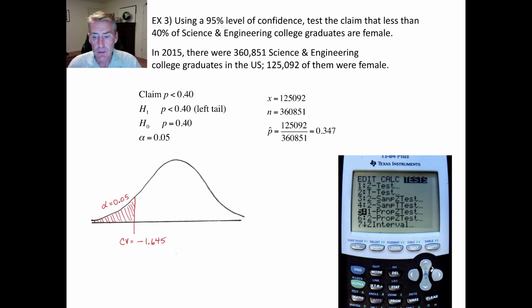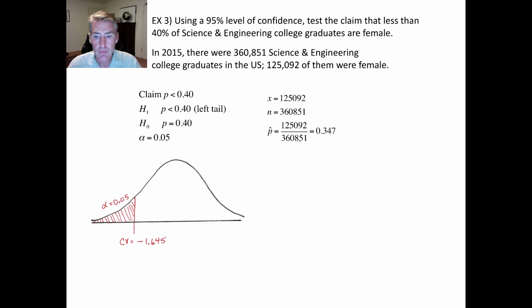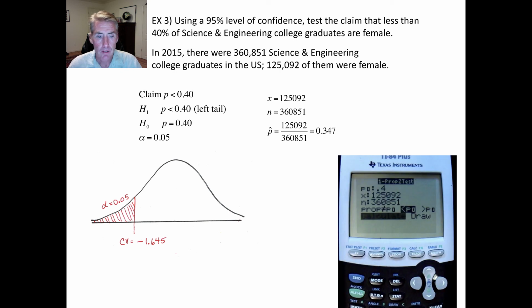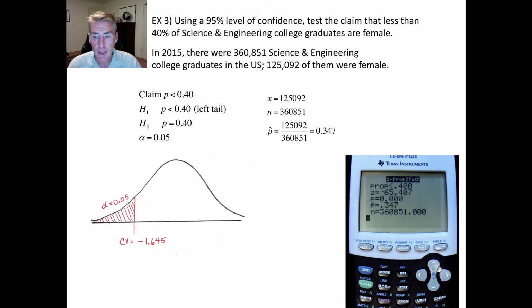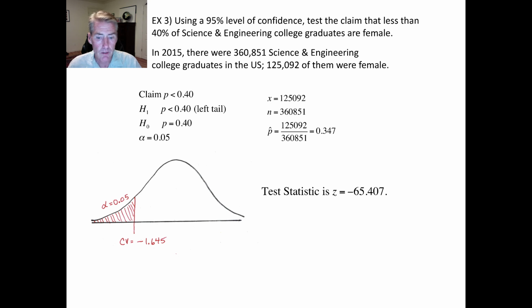Okay, so I switched up and used my old calculator. So go to tests, 1-PropZTest, and then again, this part is saying what's the number in the claim, 0.4 or 0.40. Then type in the x and the n, and then right here it says calculate. And z is equal to a negative 65.407. We definitely proved something there.